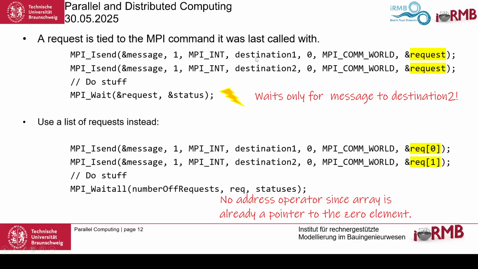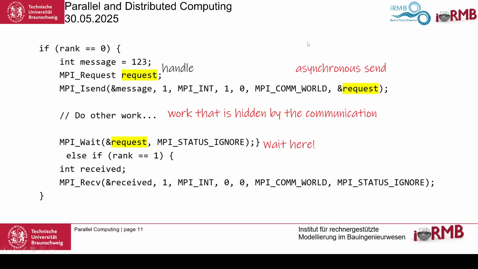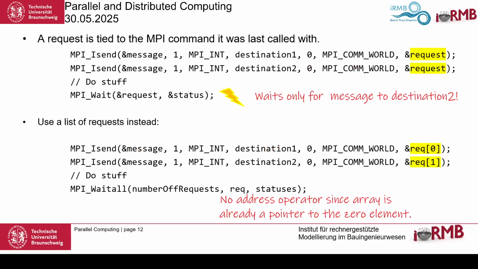And this is why it's called communication hiding. So then there will be a time when you need the data to be received, and for this you have to call this wait. And you have to call this wait with the request in order to show what you're waiting for. And then you can do other things.